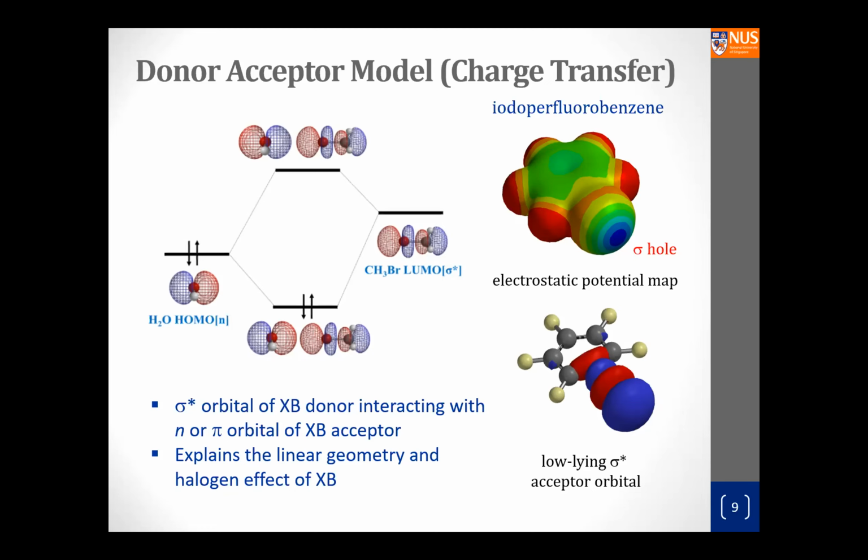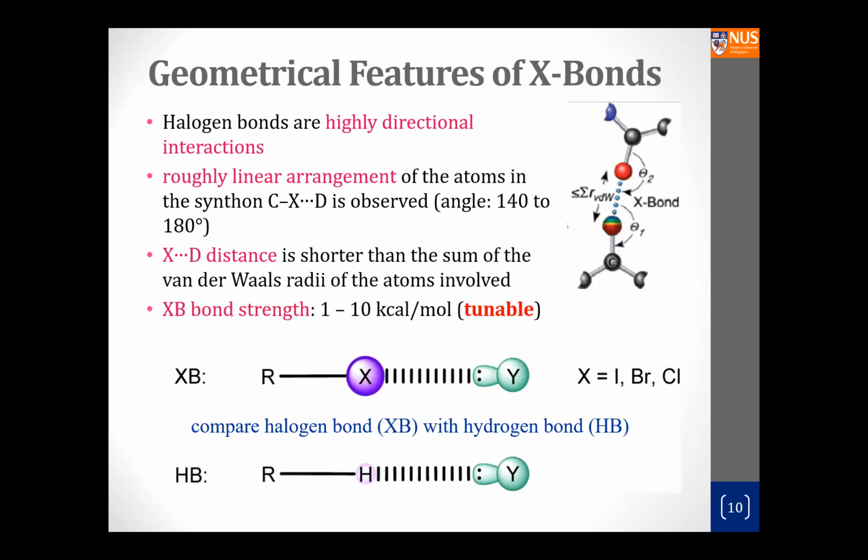Now, when you introduce a halogen atom, you can actually lower the LUMO. For iodine and bromine, it is significantly lowered, so there's the interaction here. This can basically explain the same thing in terms of the sigma star, the linear geometry, as well as the charge transfer interaction.